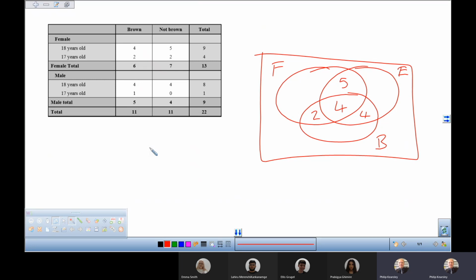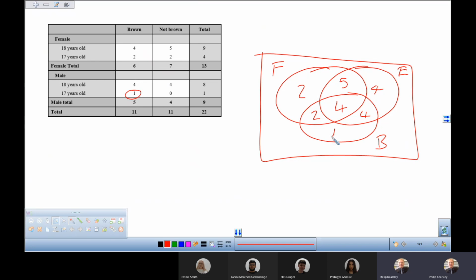Now, what else have we got? How about just F, but not E, not B? So not brown and 17. So the remaining 2 make up the female circle there. 18-year-olds, not already considered. So not brown hair, not female, but still 18. And then those with brown hair, we've had the 4, the 2, the 4, it's just the 1, which is not 18, not female.